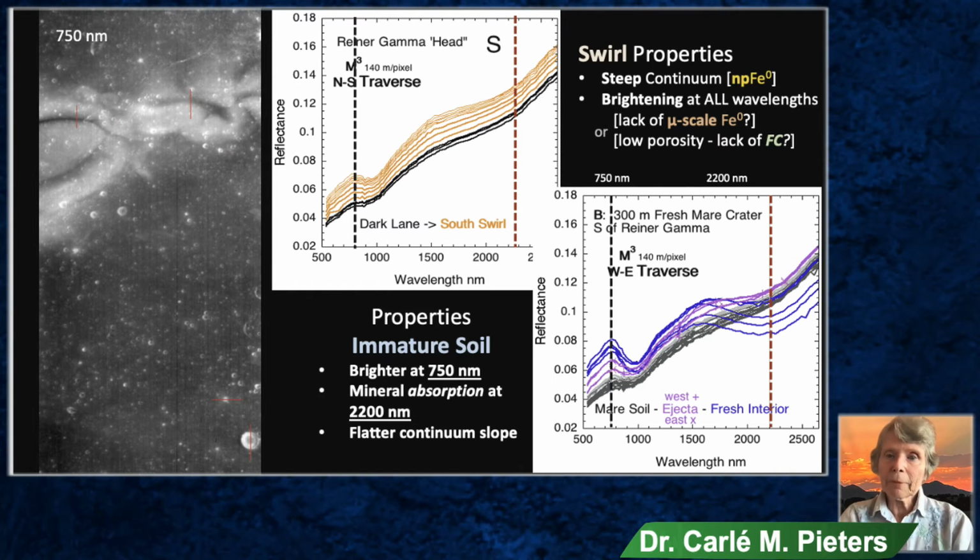Next slide. So here's a summary of what the properties of both the swirls and the immature soil are. You can visually see they're quite different. Swirls have a steep continuum linked to nanophase iron. They're brighter at all wavelengths, and they probably lack an absorbing component that has no spectral character. The immature soils are bright at visible wavelengths, but have absorptions that make them darker at the longer wavelengths, and they have a flatter continuum.